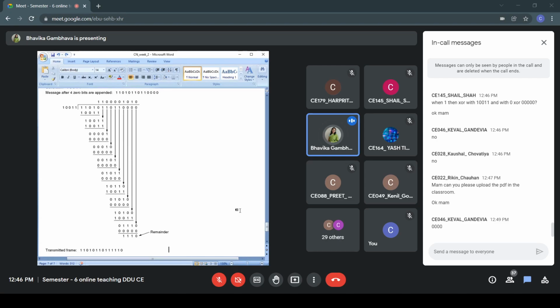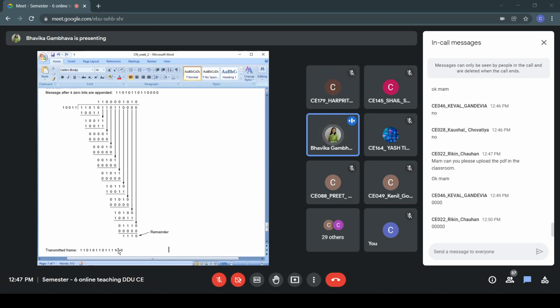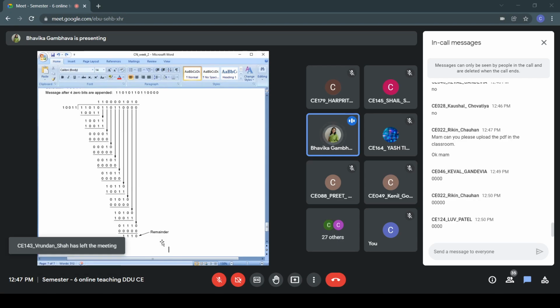Okay, so Kevin is now getting 0000. What about others? That is true, Kevin. If there is no error, then at the receiver, remainder will be 0. In this polynomial method, at the transmitter, we find out the remainder like that. Then we append that at the end. And this method works like that only, that at the receiver, if the transmitted frame is correct, then your remainder will be 0. Rikin is also getting 0. So all of you, if you try, you will be getting 0.